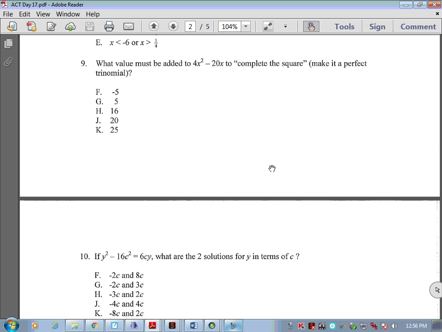Okay? So in order to complete this square, we're going to take that second term right there. We're going to divide it by 2. So we're going to take negative 20 divided by 2, and we're going to square that answer. Okay? So negative 20 times negative 20 should be 400. 400 divided by 4 is 100. Okay?